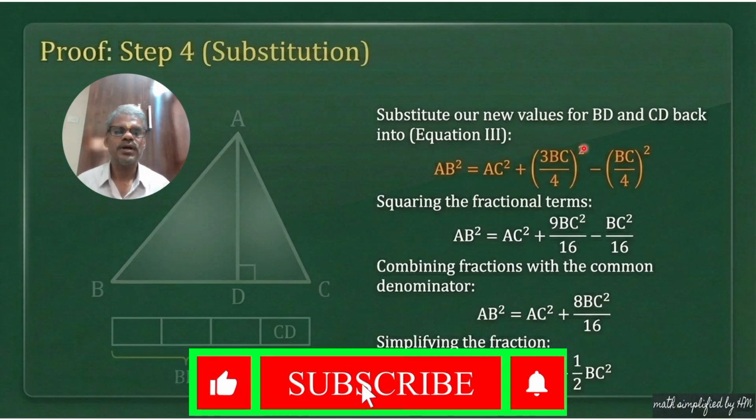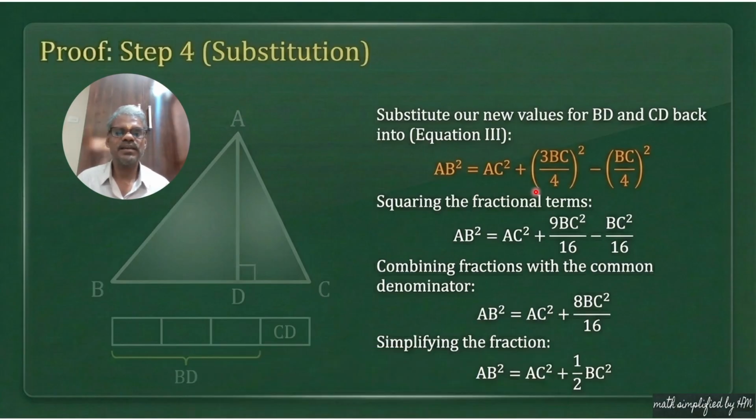Substituting our new values into equation 3, we get AB square is equal to AC square plus in bracket 3BC upon 4 bracket square minus BC upon 4 bracket square. Squaring the fractional terms, we get AB square is equal to AC square plus 9BC square upon 16 minus BC square upon 16. Denominators are equal, so numerators can be added easily. Combining fractions with the common denominator, we get AB square is equal to AC square plus 8BC square upon 16.